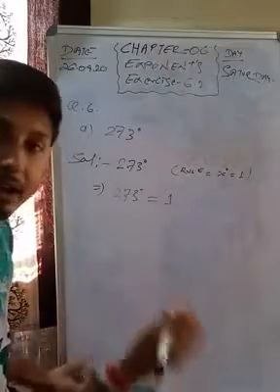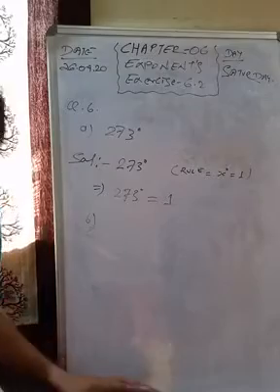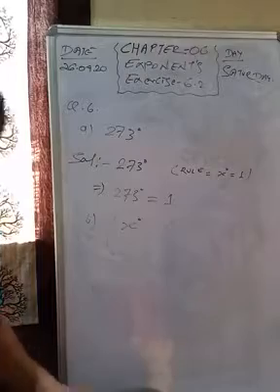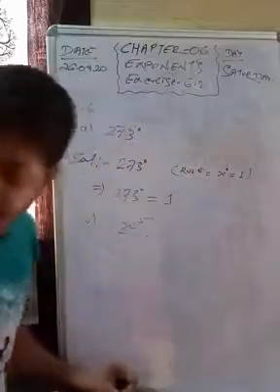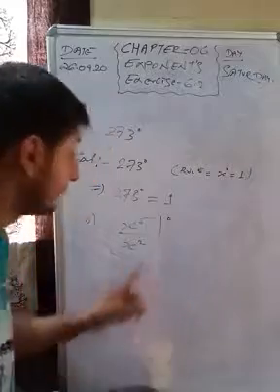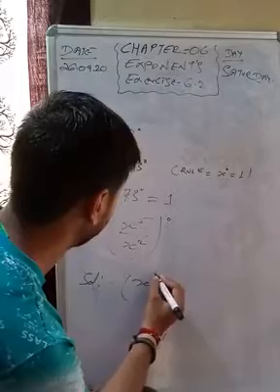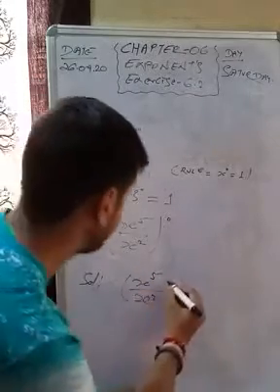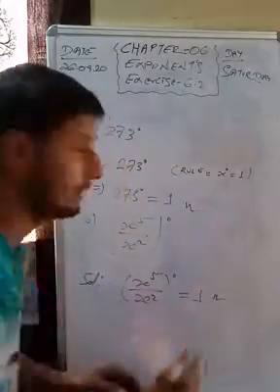Then after that I have to write the second question. The second question is x to the power 5 divided by x squared to the power 0. Solve it: x to the power 5 by x to the power 2 to the power 0, the value is 1. This is the answer, 1.